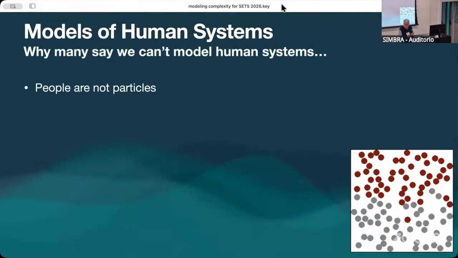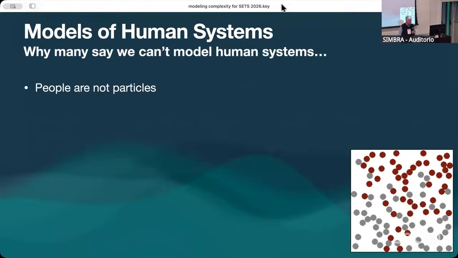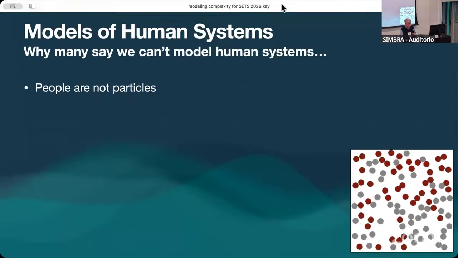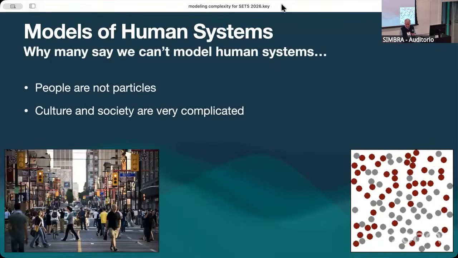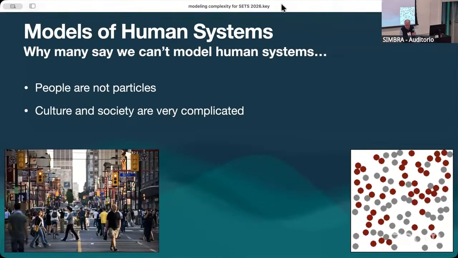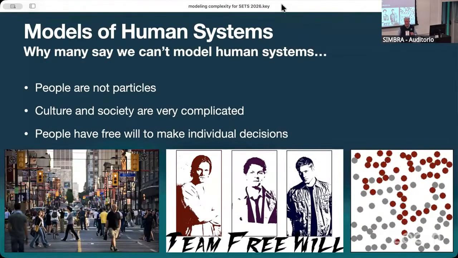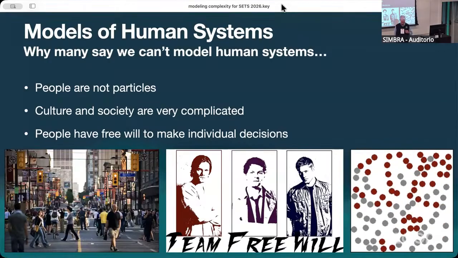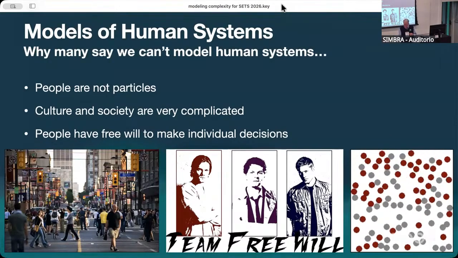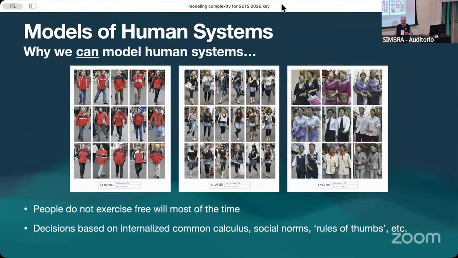And so a lot of people say we can't model humans, right? People are not particles. We can't do that because we're too complex, too complicated. People in society are really, really hard to represent because of these complications, and we have free will. You know, we're not controlled by instinct, right? This is why we can't model. But in fact, we can model people.